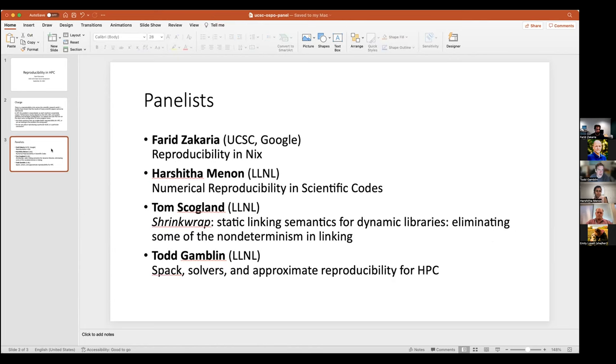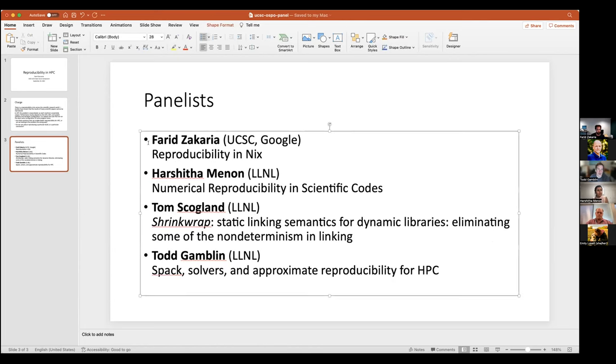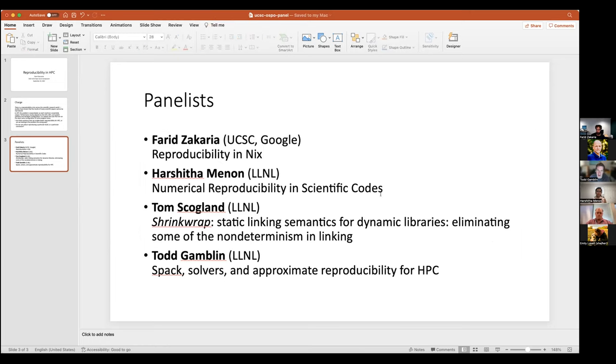So we've got four panelists here to talk about these different things. We've got Fareed Zakaria, who is a student at UCSC and also works at Google. He's going to talk about reproducibility in Nix, a project that he works on and one of the original package managers that really cared about reproducibility. We've got Harshitha Menon from Livermore, and she's going to talk about numerical reproducibility in scientific codes. So yet another thing that can interfere with your ability to reproduce a scientific result.